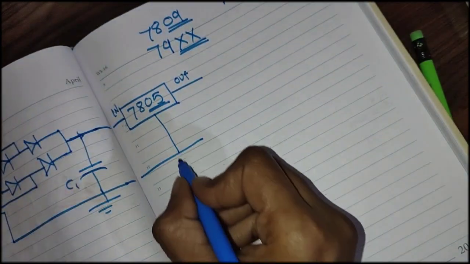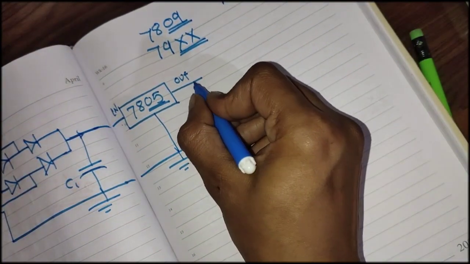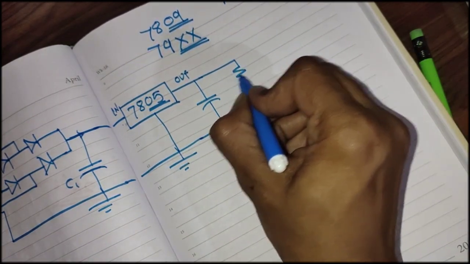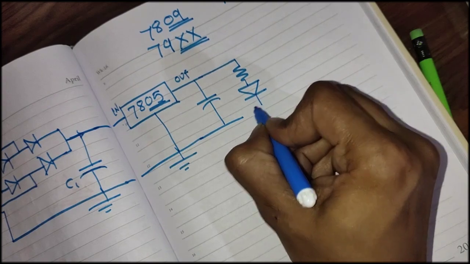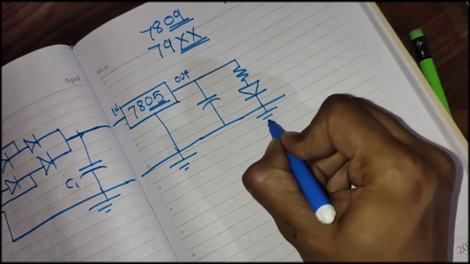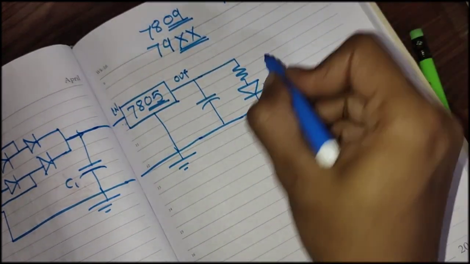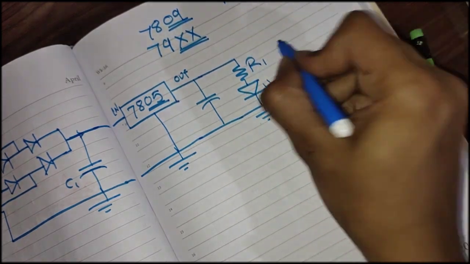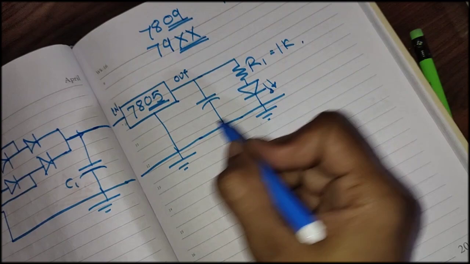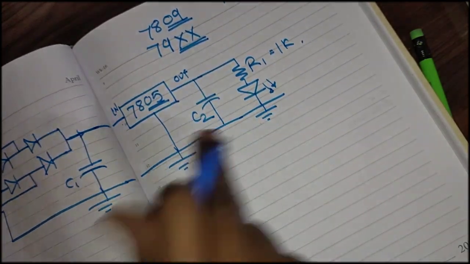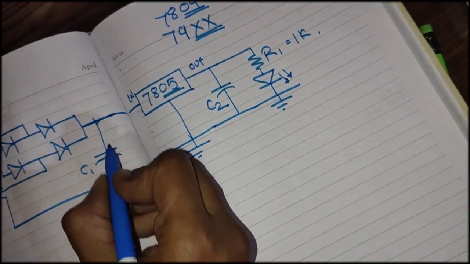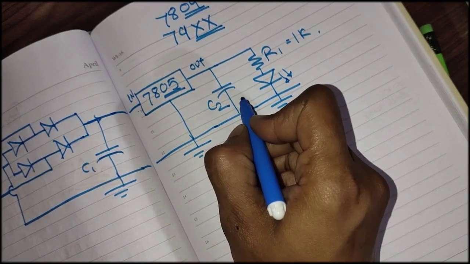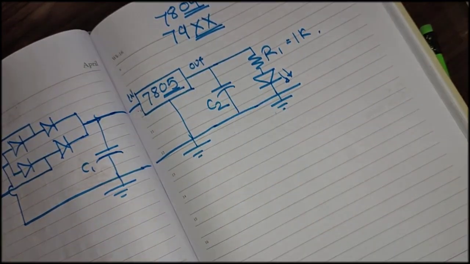Okay, so we will make this ground. Here we again use one capacitor, and here is our resistor, and for representation purposes we use one LED. Okay, and this is R1, which is 1K, we will use. This is C2. Why do we use these capacitors? Because here it will ground the AC component, in the same way it is working as a filter over here.